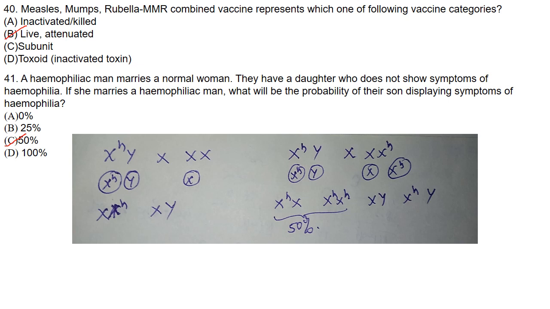Measles, mumps, rubella, MMR combined vaccine represent which one of the following vaccine categories? It is live attenuated vaccine.